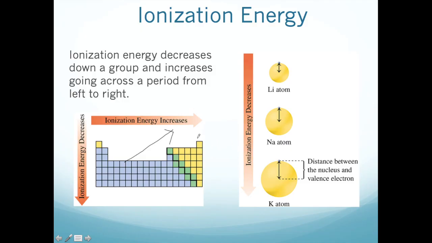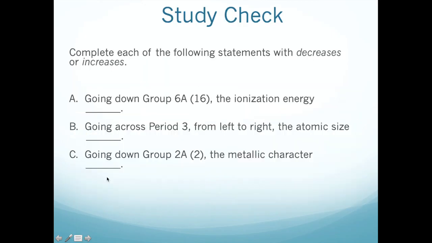Okay, so the smaller the atom, the larger the ionization energy, the more difficult it is to remove an electron. With the larger an atom, the lower the ionization energy, the easier it is to pluck away that electron. Okay, it costs less energy to do that. So here's a little study check, just to make sure we've got that. Take a second, have a look at these, and see if you can figure this out. All right, feel free to pause the video.